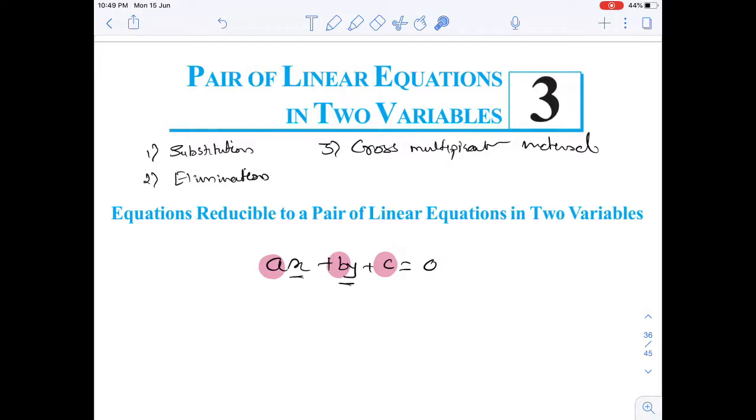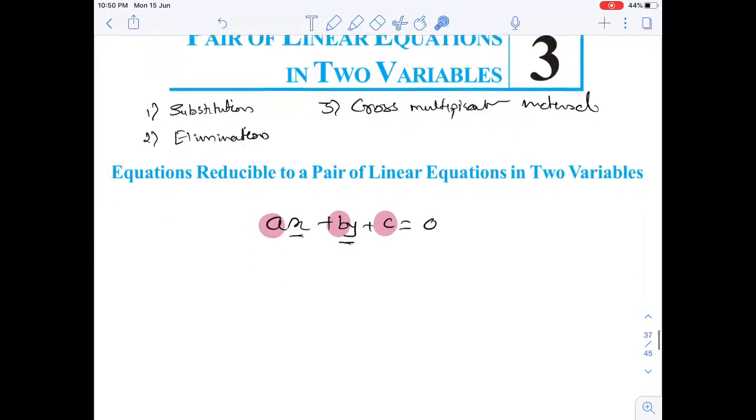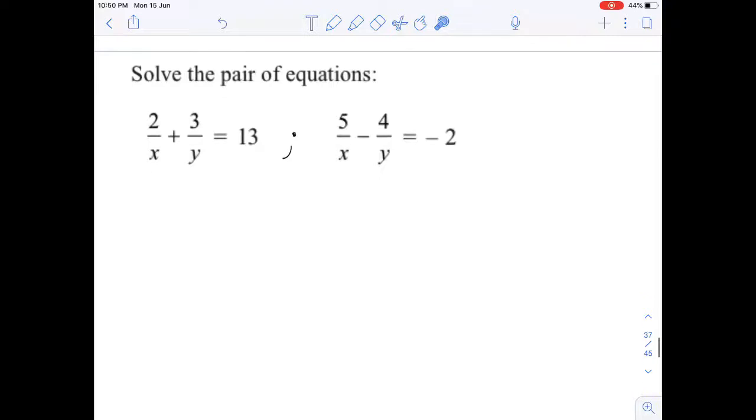Now today we are going to learn equations reducible to a pair of linear equations in two variables. It means suppose an equation is present which is not in this form, then we have to reduce it to this form, and then find its solution by any of these three methods. So let us consider the first example. In example number 1 we have 2 upon x plus 3 upon y equals 13. The second equation is 5 upon x minus 4 upon y equals minus 2.